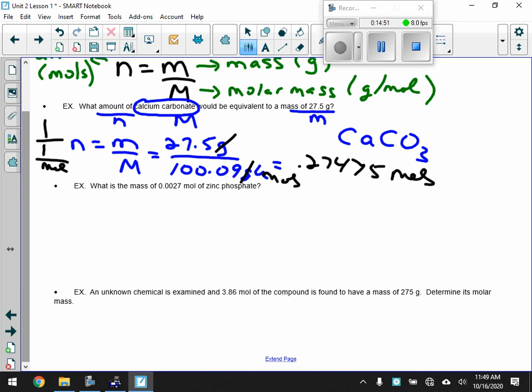How many significant digits do I need to have in this question? Well, how many are in the question? 3. So I need to make sure I have 3 in my answer. Yes, I'm multiplying or dividing, so I need to make sure I have 3. So my best answer here, of course, is 0.275 moles.